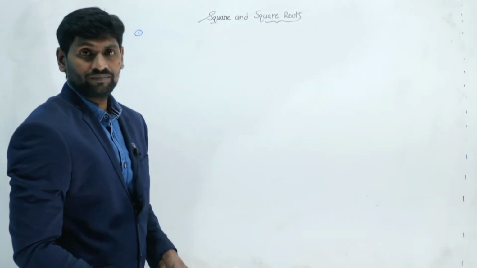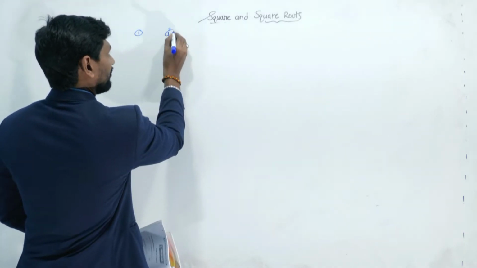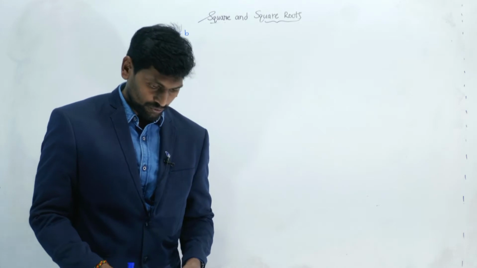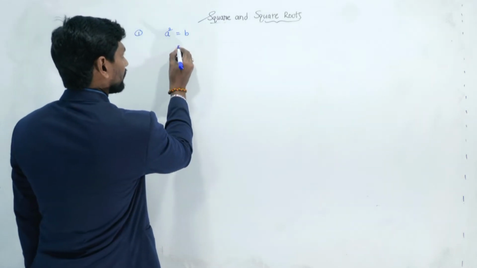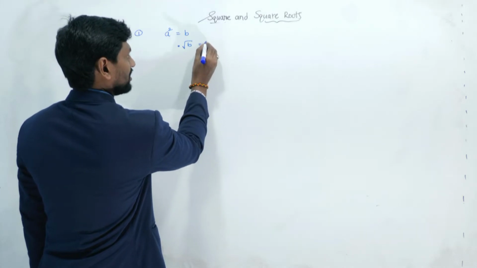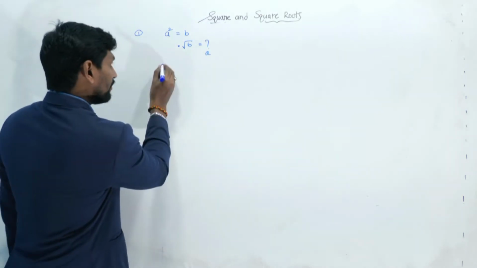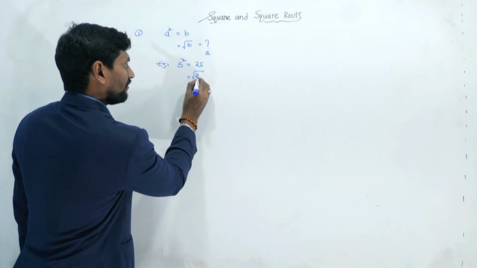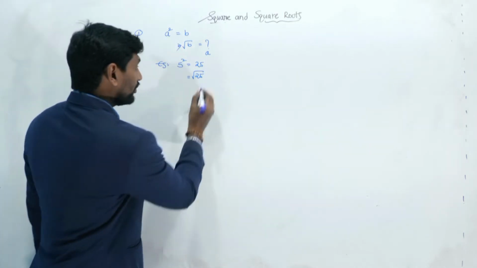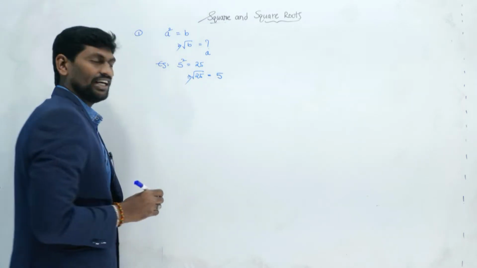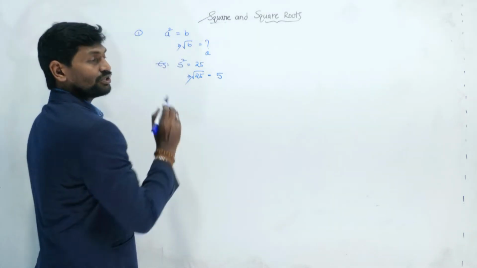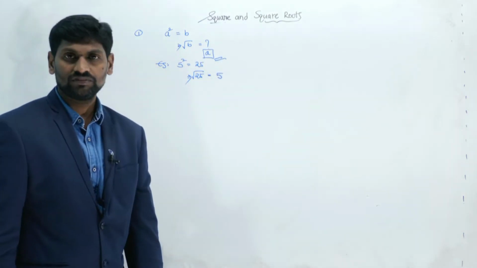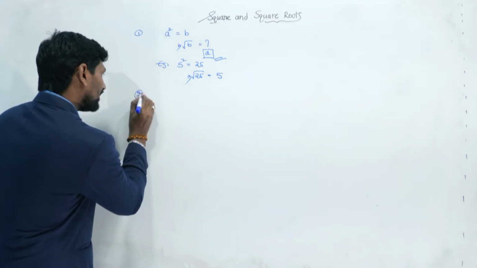Square of A is B. That means A squared equals B. Then the square root of B is how much? A. We have discussed an example already: 5 squared is 25, and the square root of 25 is 5. In the same way, if A squared is B, then the square root of B is A. So our answer is A. Let us go to question number 2.